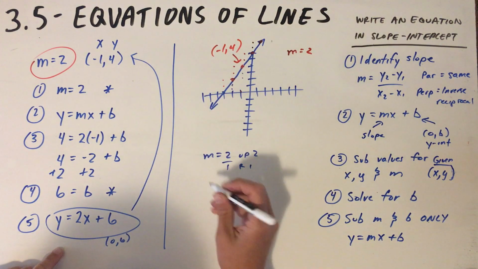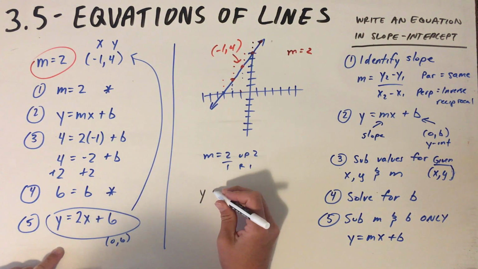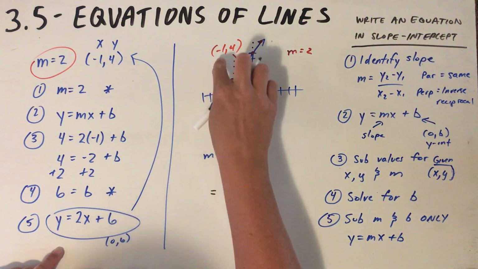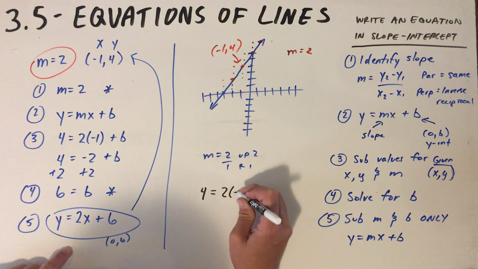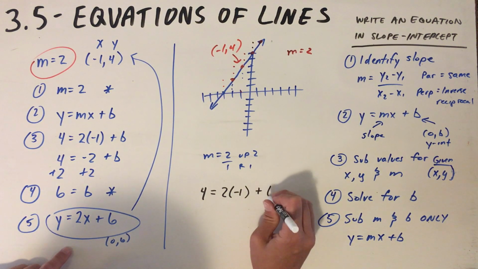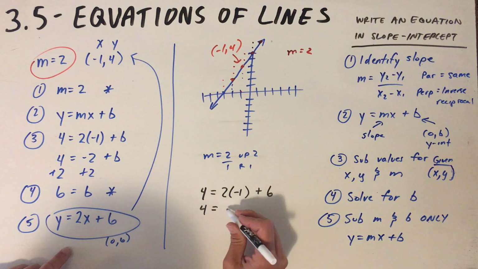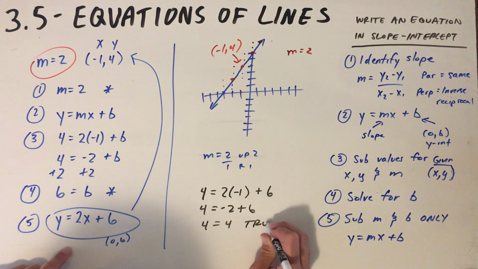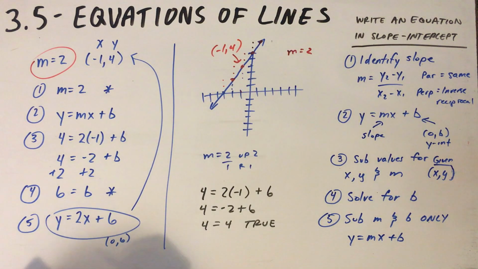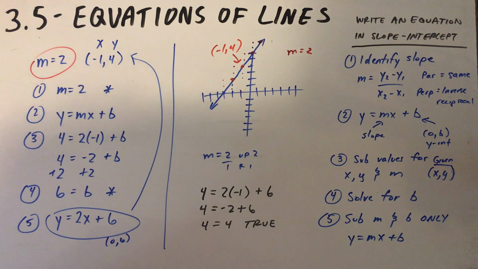So if I substitute the point (-1, 4), so 4 for the y value and -1 for my x value, 4 is equal to -2 plus 6. 4 equals 4. This statement is true, and that's because this point lies on this line. Hopefully you're connecting some dots here, pun intended. All right, so that is my example of writing an equation of a line in slope-intercept form, given a slope and a point.